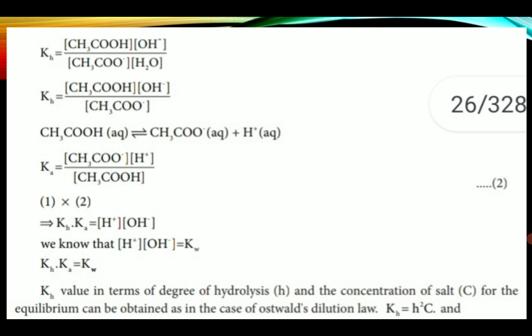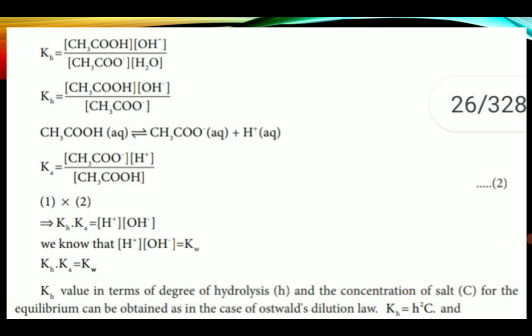Next, acid: acetic acid CH3COOH gives CH3COO minus and H plus ion. For this, if you write down the equilibrium constant Ka, it is CH3COO minus times H plus ion divided by acetic acid CH3COOH. Now multiply the two equations, number 1 and number 2.